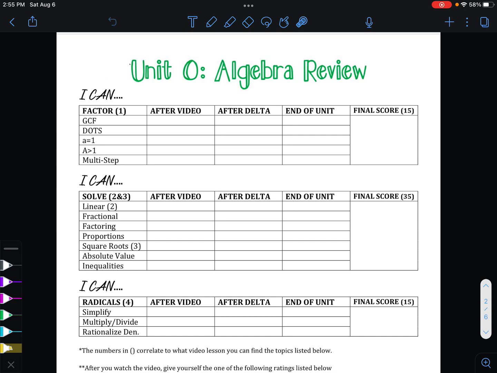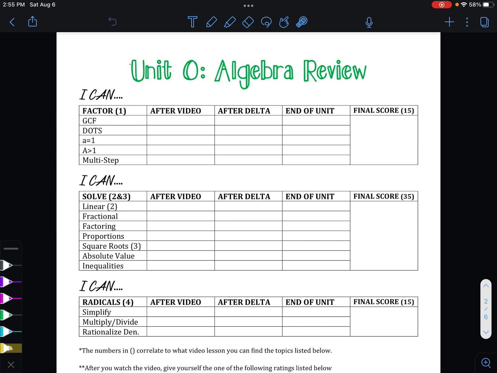The good news is that we're going to start this year off with something that we already know. We're going to spend a couple days reviewing and solidifying the algebra skills we learned in Algebra 1 and Algebra 2, making sure that we feel really confident with these skills because they're going to be the foundation of what we're going to build on this year.